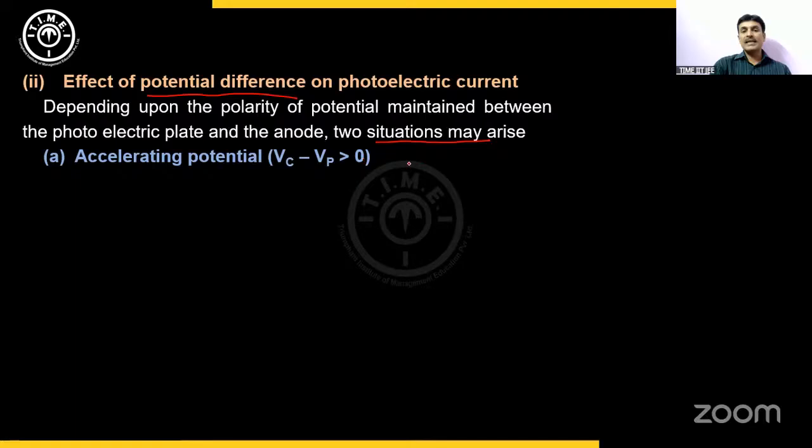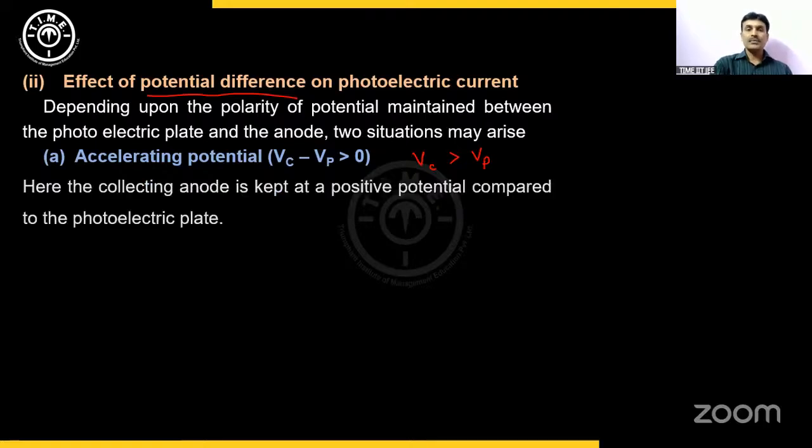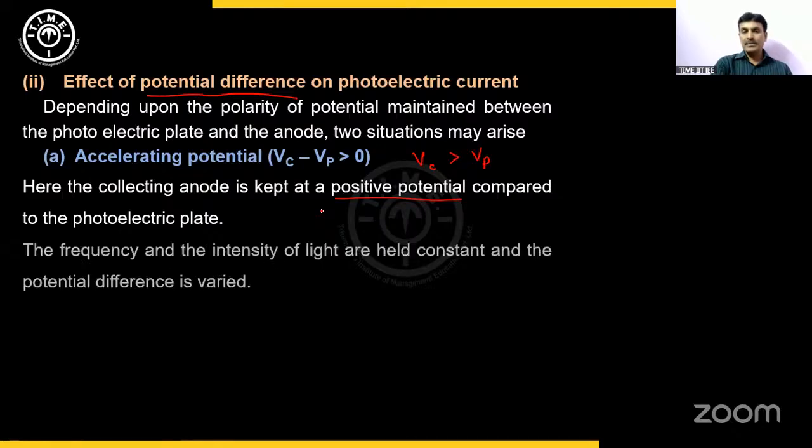Vc minus Vp is greater than 0. That means Vc is greater than Vp. The potential of the anode is more than the potential of the plate. That particular potential will help the electrons to move towards the anode. So that's why it is called accelerating potential. It accelerates the electrons that are released from the metal surface. Understood? Now, see, the collecting anode is kept at a higher, positive potential compared to the photoelectric plate.